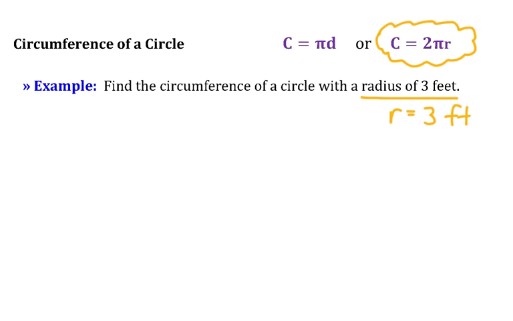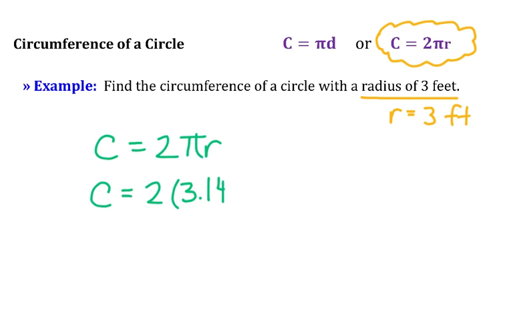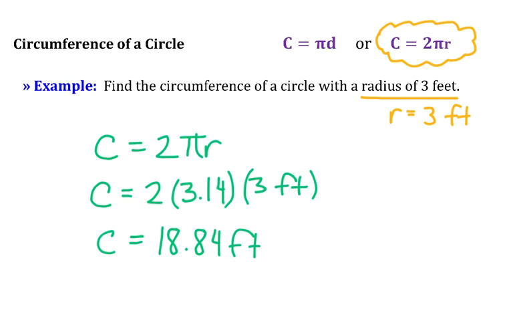So when we start finding our circumference, my formula, just to write it down, is 2 times pi times r. In place of pi, I will go ahead and use that decimal approximation of 3.14. And for the radius, I can plug in 3 feet. So we're just multiplying 2 times 3.14 times 3, and that should be about 18.84 feet. And that would be the circumference of a circle with a radius of 3 feet.